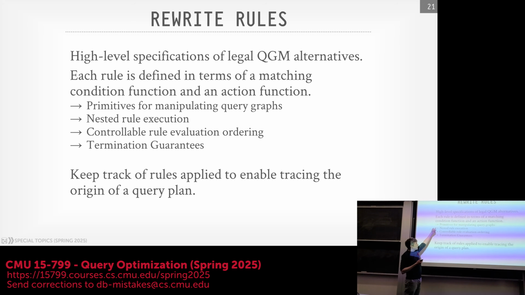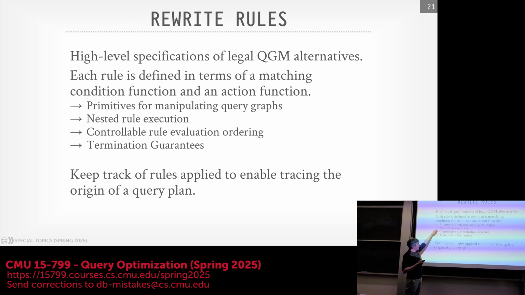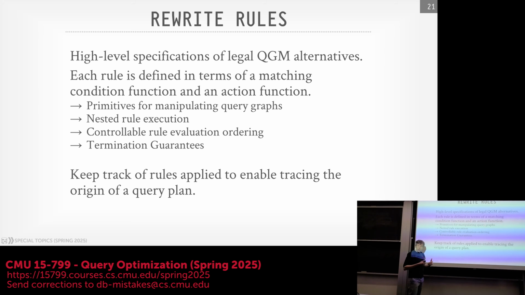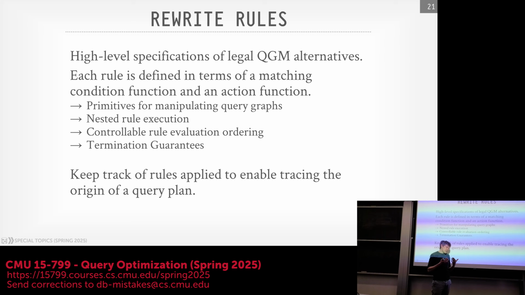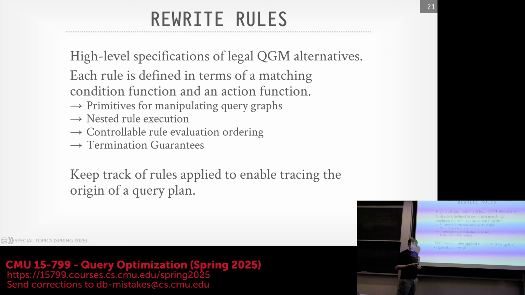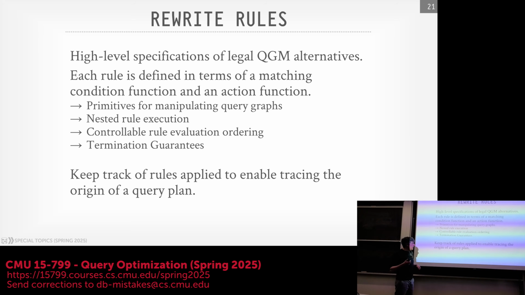So they're going to have rules for doing manipulations. They'll have the ability to apply rules inside of rules. They can also control the order in which rules get applied. So if I know that some rule usually doesn't make a big difference, maybe I'll give that a lower priority than a rule like predicate pushdown, or unnesting, where you're always going to want to do those things. We'll see this again in Cascades. They have a notion of ordering priorities as well.